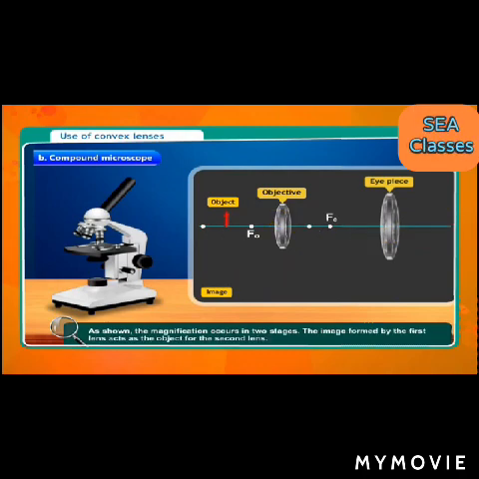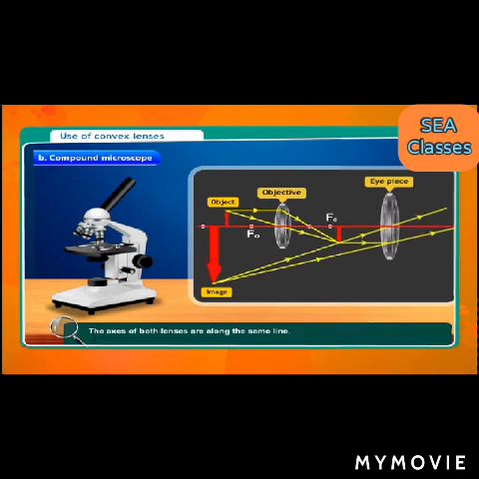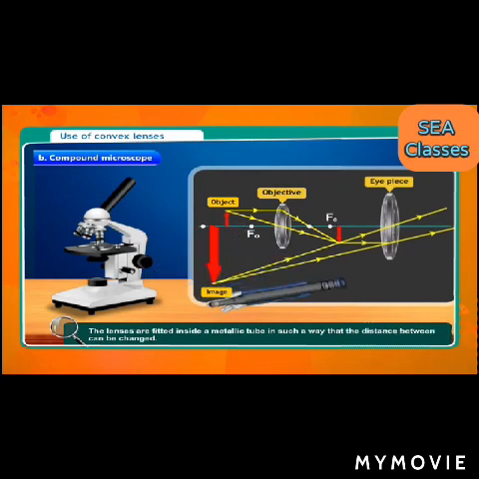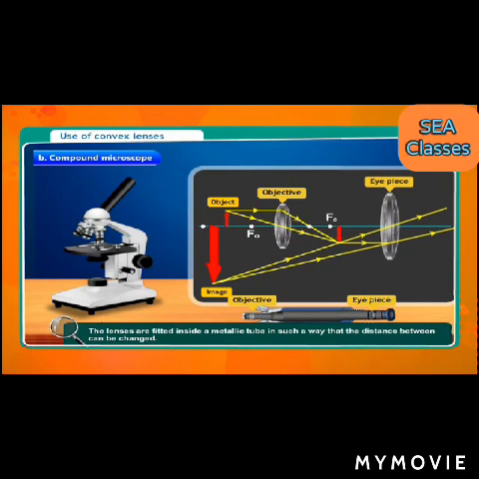As shown, the magnification occurs in two stages. The image formed by the first lens acts as an object for the second lens. The axes of both lenses are along the same line. The lenses are fitted inside a metallic tube in such a way that the distance between them can be changed.